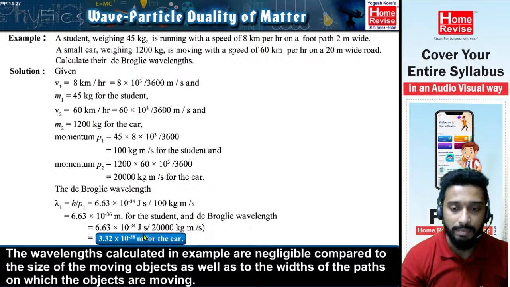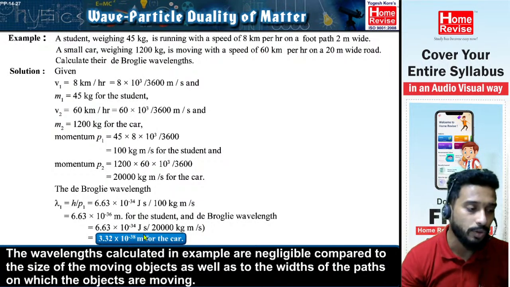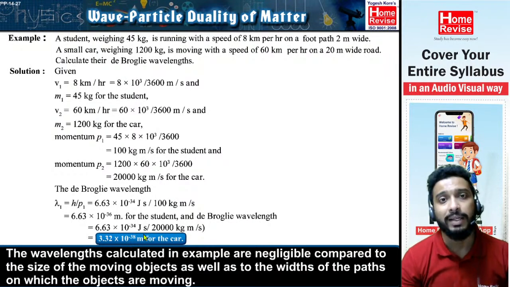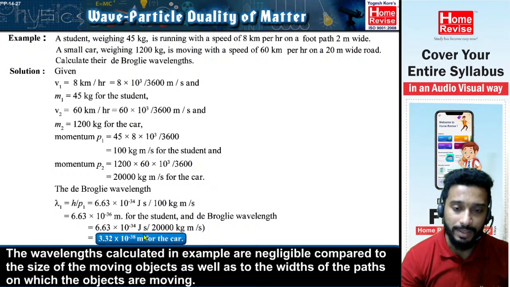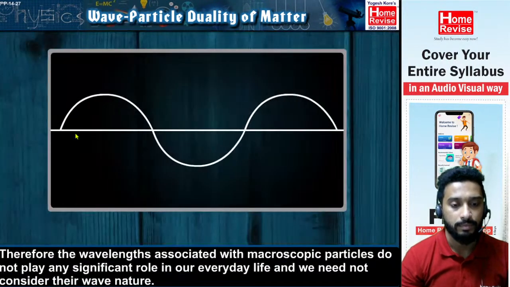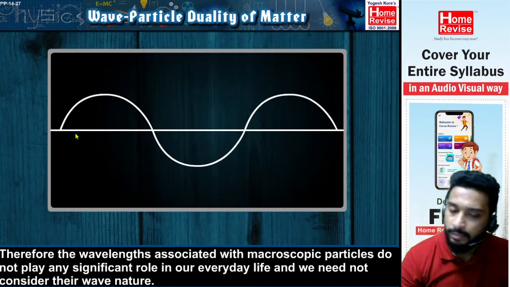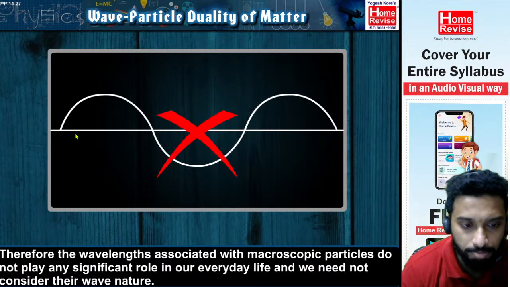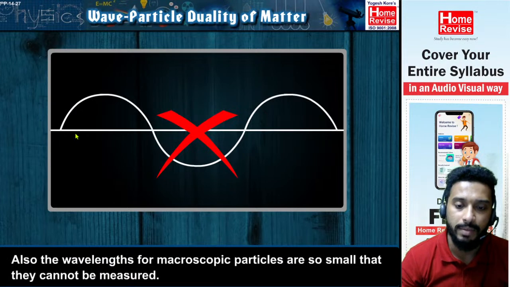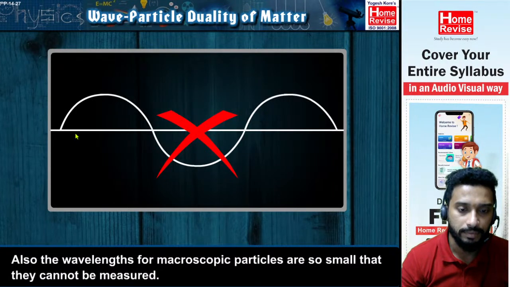The wavelengths calculated in the example are negligible compared to the size of the moving object as well as the width of the path on which the objects are moving. Meaning our car running, or our child running on the road, has a very small wavelength, and because of that its wave nature is not visible to us. Therefore, the wavelength associated with a macroscopic particle does not play any significant role in our everyday life, and we need not consider its wave nature. Also, the wavelength for macroscopic particles is so small that it cannot be measured.